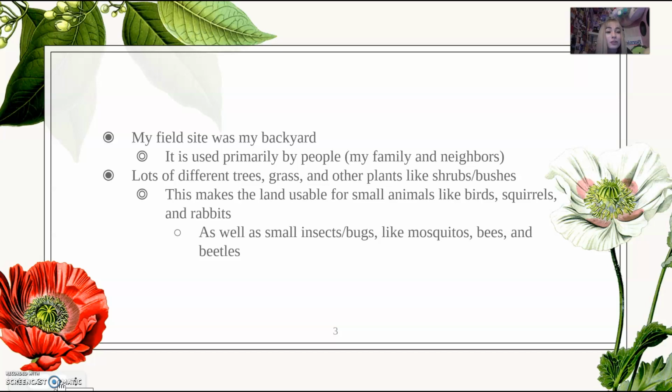It had a lot of different trees, grass, and other plants like shrubs and different bushes. That made the land usable for small animals like birds, squirrels, and rabbits, as well as small insects and bugs like mosquitoes, bees, and beetles.